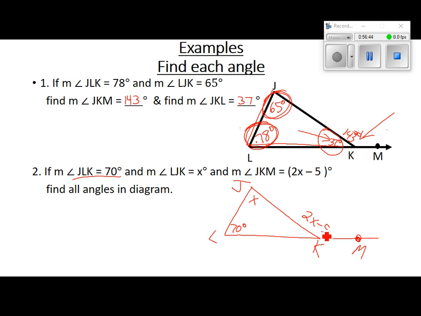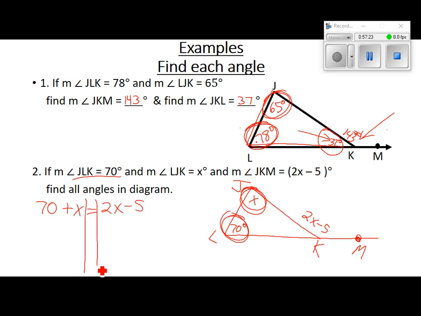And we want to find all the angles in this picture. What do you know about these two angles again? They add up to equal the exterior angle, right? So what equation are we going to set up? 70 plus x. This angle plus this angle equals 2x minus 5.